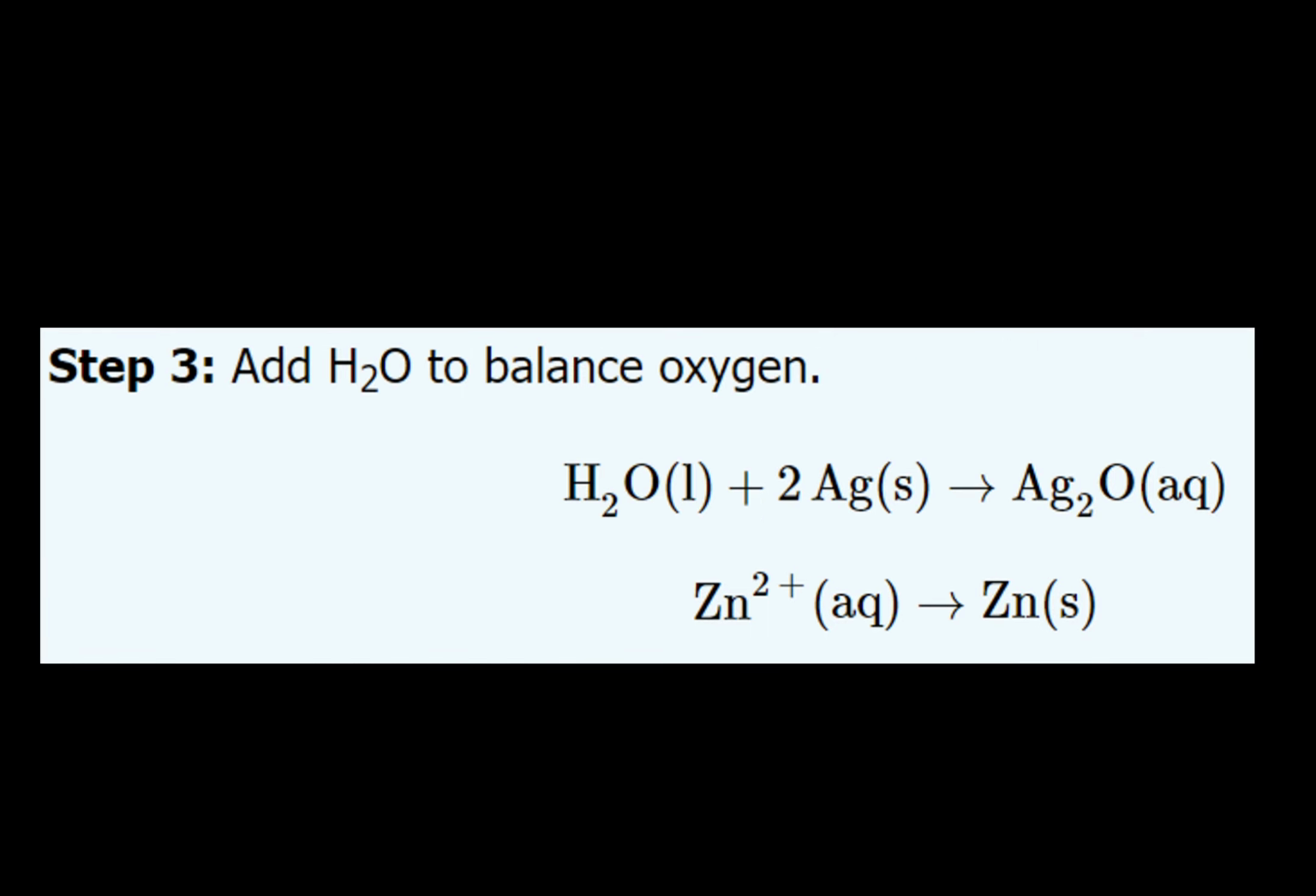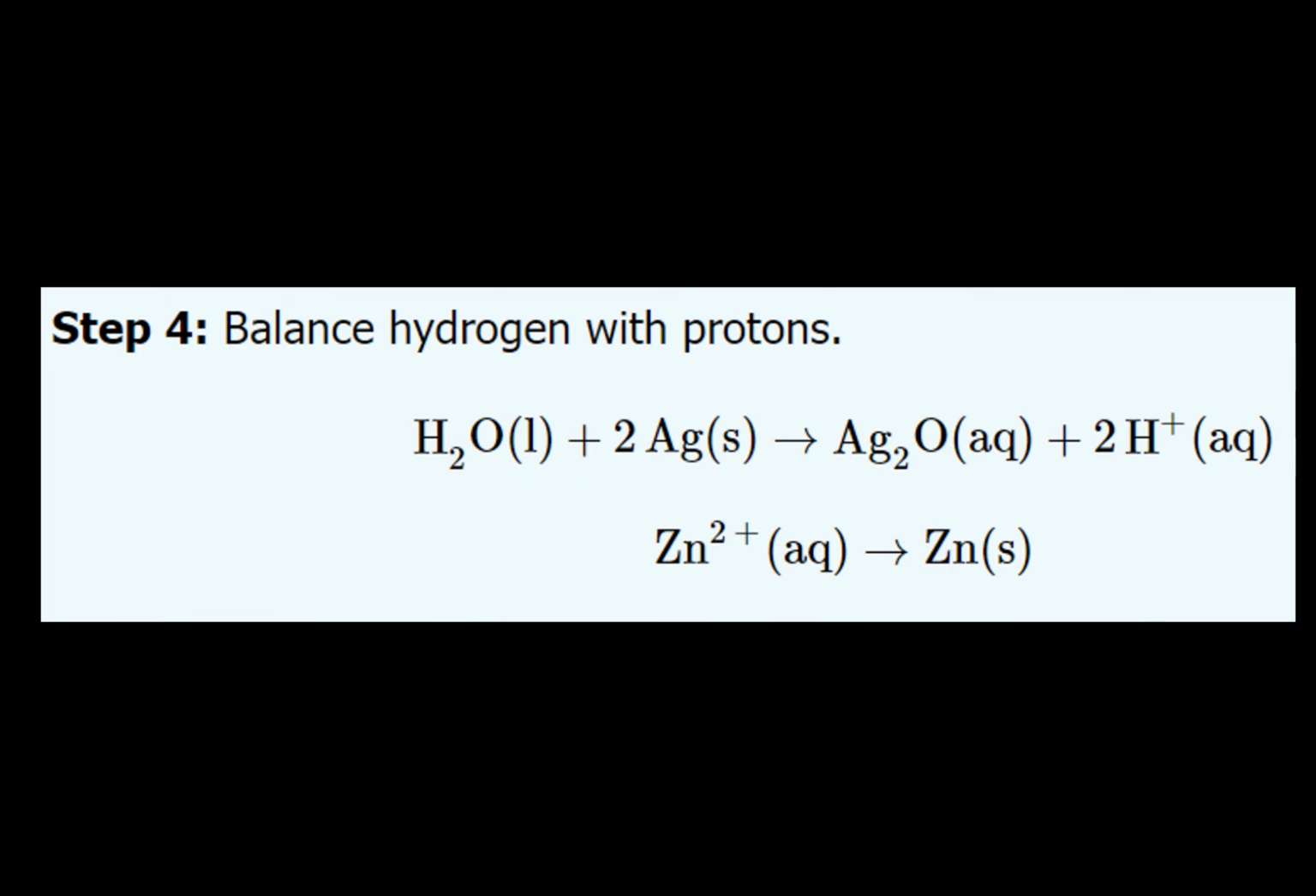Then we add water to balance the oxygen. So we add the water here to balance the oxygen that is right there. Hopefully everybody is following. All right? Then we balance the hydrogens with protons. So now we add the protons here to balance the amount of hydrogen that is over there. Notice zinc is fine, because zinc is neither oxygen nor hydrogen, and zinc doesn't balance by itself.